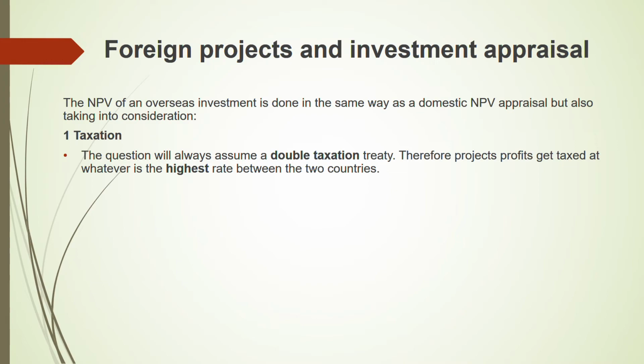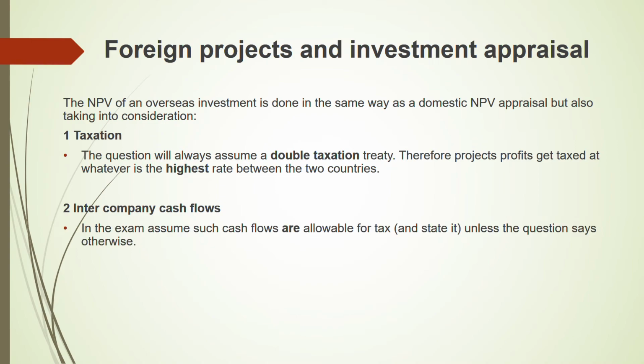Therefore, the project's profit gets taxed at whatever is the highest rate between the two countries. Then we have intercompany cash flows. In the exam, assume that such cash flows are allowable for tax and state it. Unless the question says otherwise, you have to state that you are assuming that this is allowable for tax.